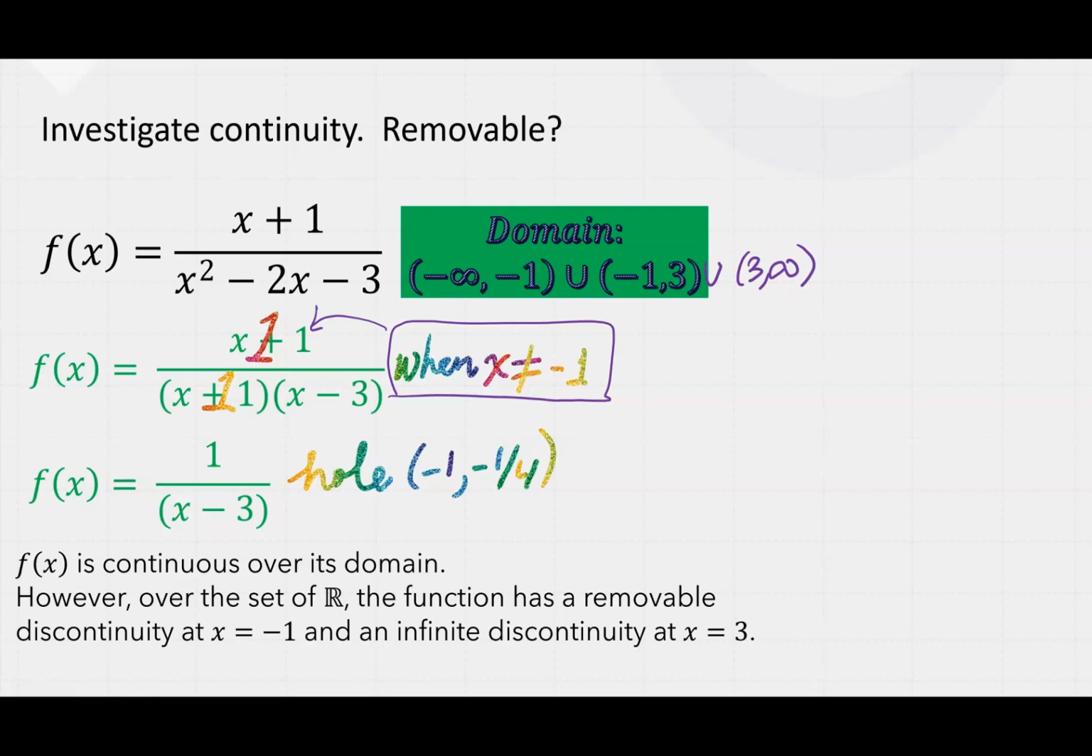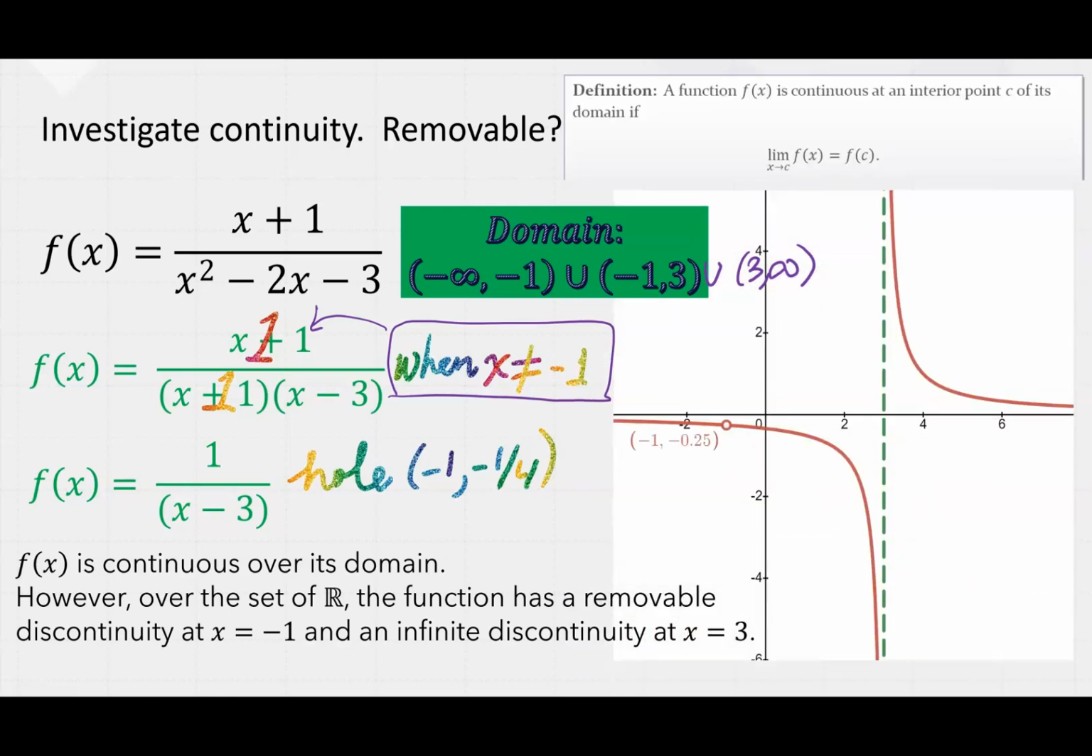So when you graph this, you would say, oh, look, over this domain, my graph looks like this. There's a hole at -1, -1/4. So this function is actually continuous over its domain. However, if we were talking about over the set of real numbers, we have a removable discontinuity right here, and we have an infinite discontinuity right there.